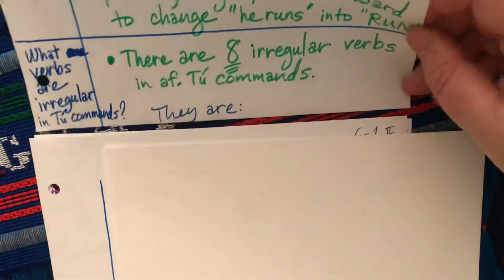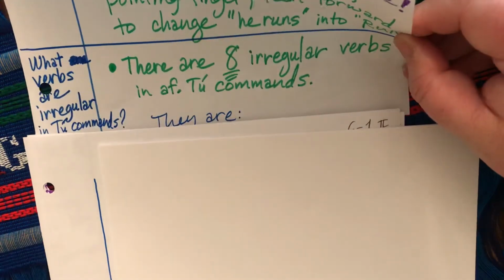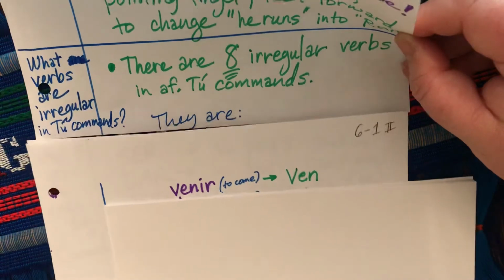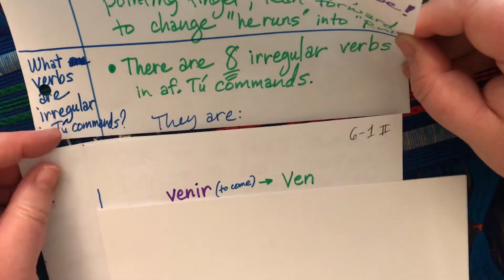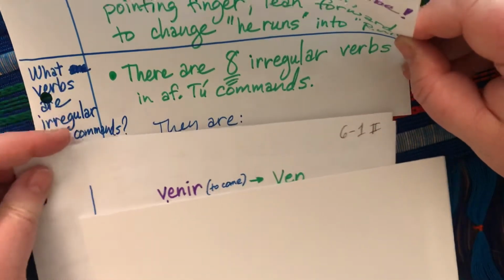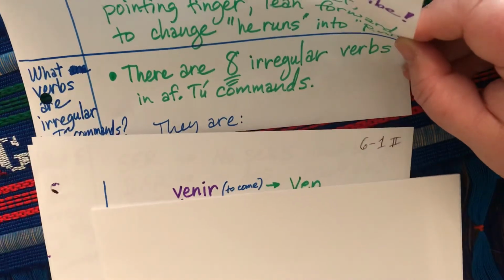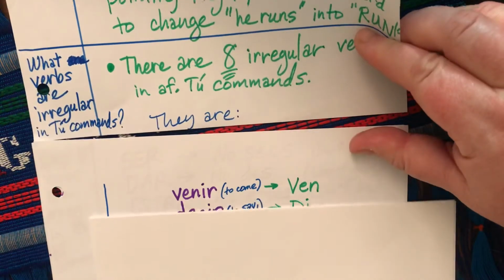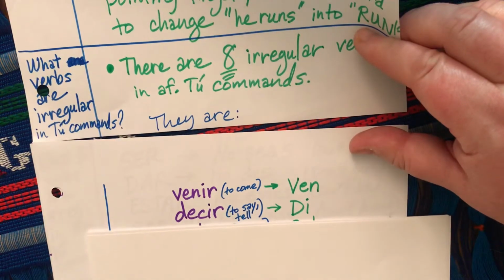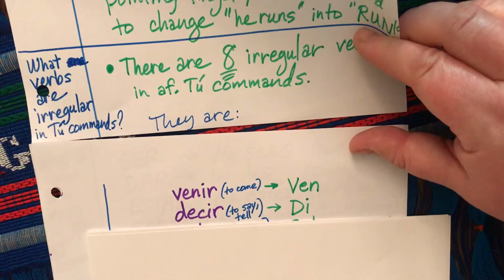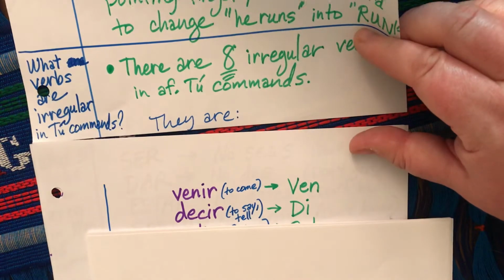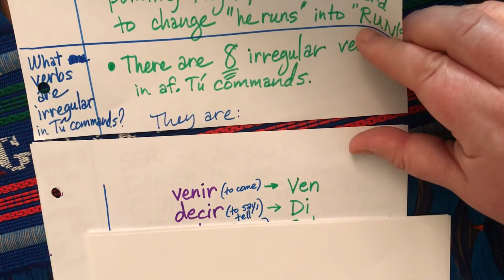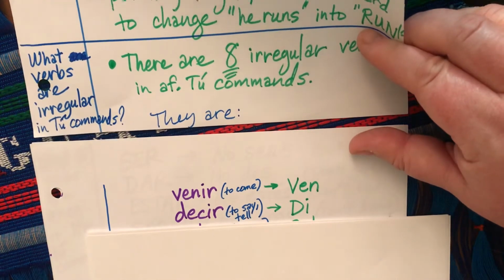All right, so there are 8 irregular verbs in the affirmative tú commands, and they are venir. Venir becomes ven. You got that lined up okay? Okay. Venir becomes ven. Ven aquí, come here. Decir becomes di. Dime la verdad. Tell me. Dilo, tell it. Díselo, tell it to him. You do that in Spanish 3.